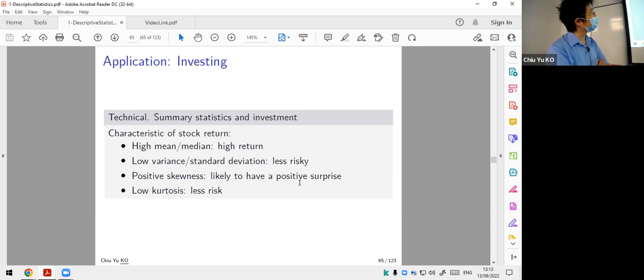And you want the stock to have low variance or low SD, which is less risky, right? And you want it to have a positive skew, because you have a good chance of going up, right? Because all the stocks that are worse, they can go to zero, right? Positive skewness means that they can have a good surprise, right? One example of surprise may be Tesla, Google, all these stocks have a good surprise.